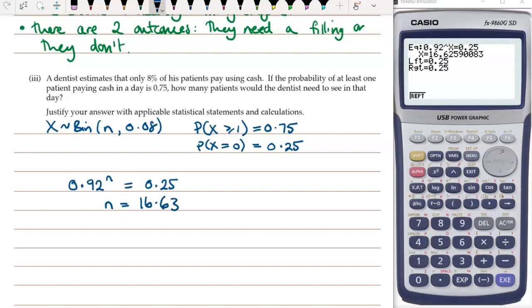16.63, or 17 customers if we want to round it to a whole number of customers. Although you'd probably be fine with 16.63 in this circumstance. Okay, especially because it's not a question that asks for at least something, it's saying the probability of at least one patient paying cash is 0.75, rather than saying it being at least 0.75. So you can give the decimal answer here. But if you're thinking in real terms, we would have to round that up to being 17 customers, of course.